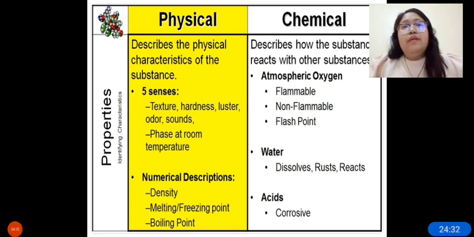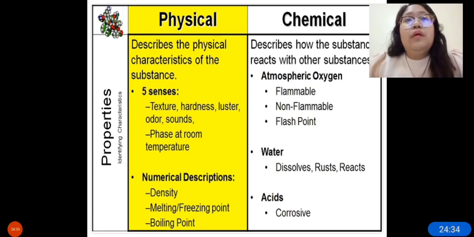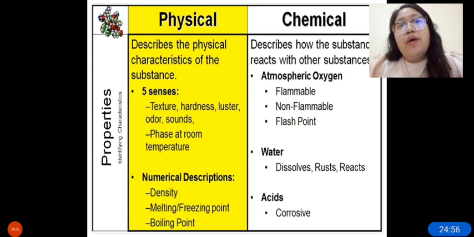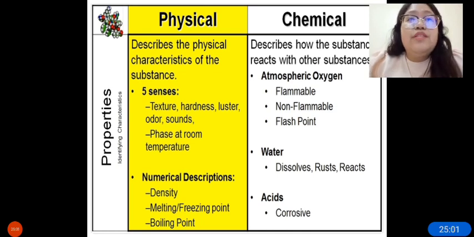And then we also have interaction with water, so whether a substance dissolves, rusts, or reacts with water. For example, salt dissolves with water, iron rusts in water, and sodium reacts violently with water. And we also have interactions with acids, so whether a substance reacts with acids. For example, marble reacts with hydrochloric acid to produce carbon dioxide gas. So, this is corrosive, right?